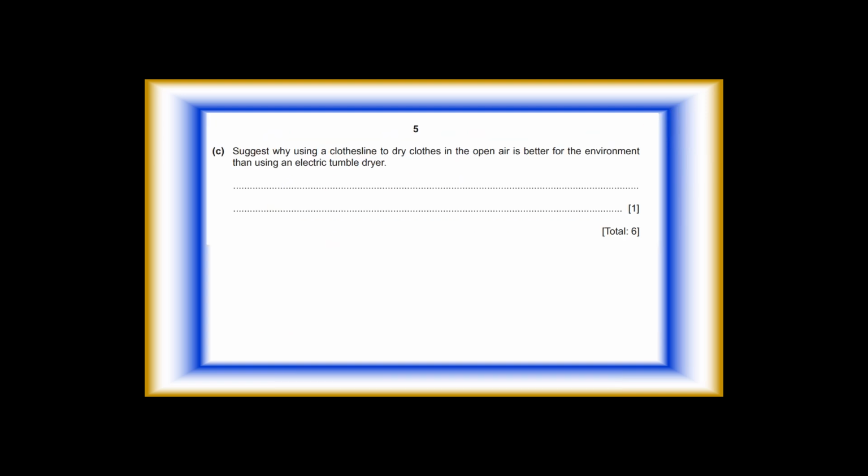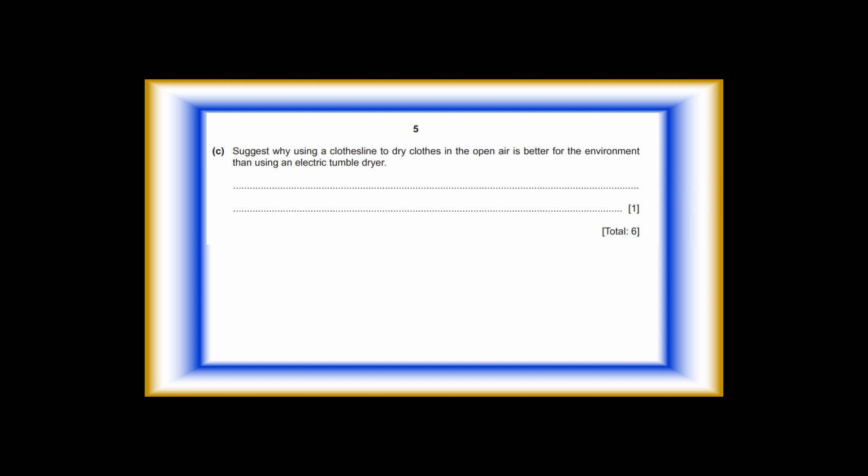Question 2c. Suggest why using a clothesline to dry clothes in the open air is better for the environment than using an electric tumble dryer. Using a clothesline to dry clothes is better for the environment than using an electric tumble dryer, primarily because it conserves energy. Let's consider some of the benefits of using a clothesline.